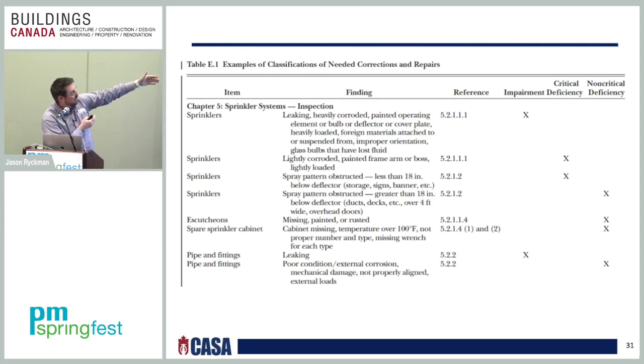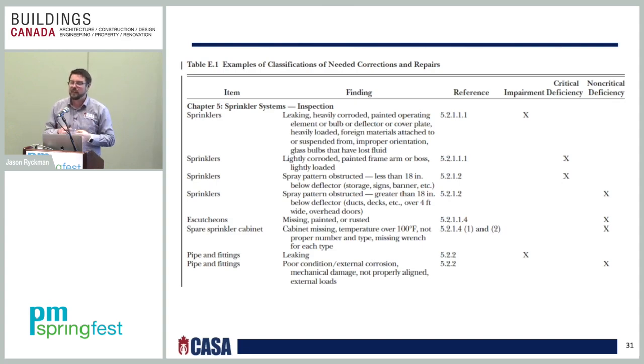Or the deflector or cover plate heavily loaded? Foreign materials attached to or suspended from, improper orientation, because each sprinkler has an orientation specification. It's either upright, pendant, which is down, or sidewall, which is on the side of the wall. The orientation has to be correct. So ultimately, if you see any of that, and I bet you're asking the question, what does heavily loaded mean?